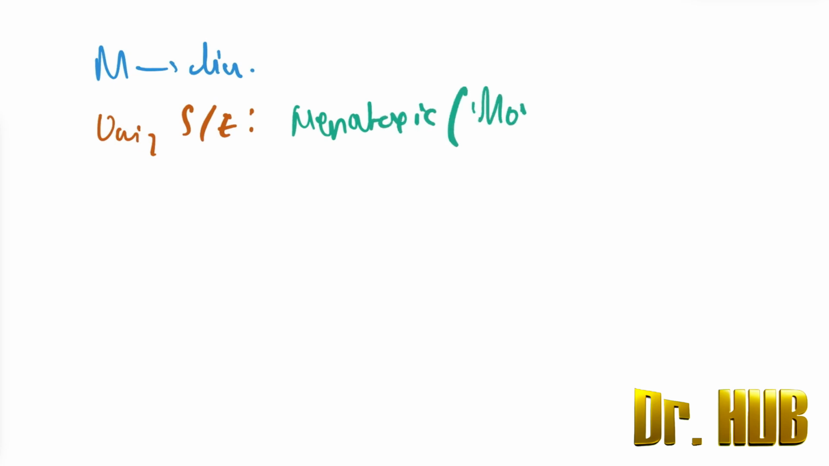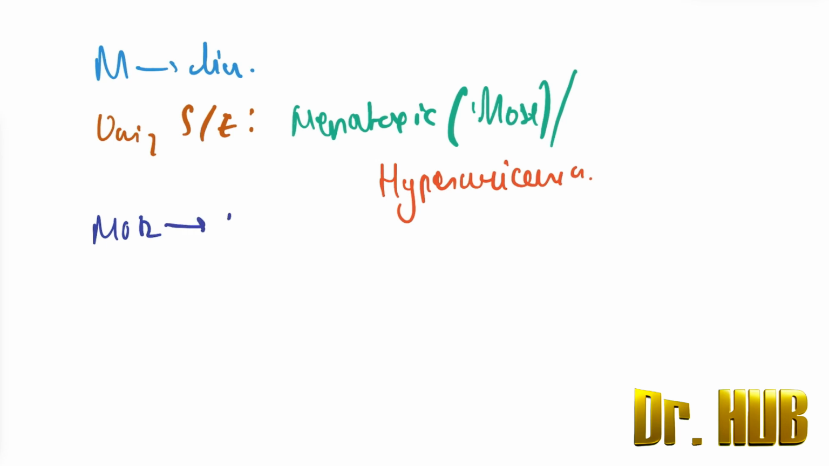The unique side effects: pyrazinamide is the most hepatotoxic, and it also causes hyperuricemia. Next comes the mechanism of resistance, the MOR. There is a mutation of the PNCA gene.